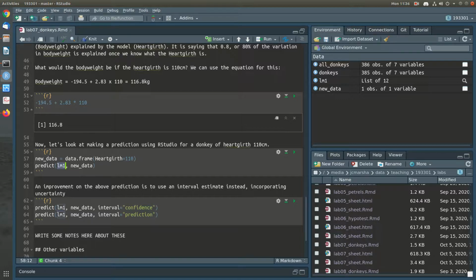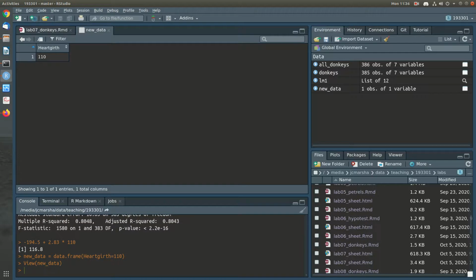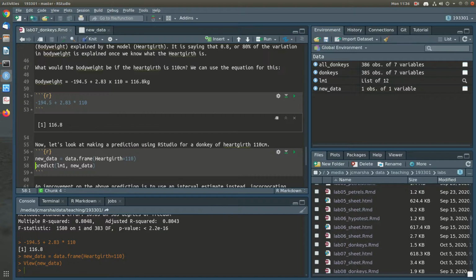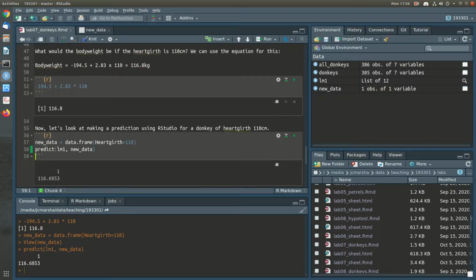The new data set that you need to make predictions for needs to have the same columns in it that your model has in it, right? In this case, our model has heart girth in it, so we need a heart girth column. And then you can give it any values that you want. Here I've given it the value 110, right? If I run that line, I'll get a new data frame called new data. It just has one row in it where the heart girth is equal to 110. I could add more rows if I want more predictions. Say I wanted 120 as well, I could put 120 in another row. And then the predict function runs and gives us our answer.